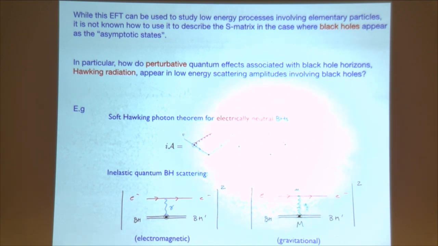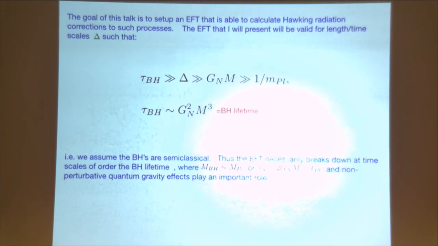So for scattering amplitudes involving elementary particles, this theory is well understood. But there are processes involving quantum mechanical black holes for which there's a gap in the literature. Specifically, what I'm interested in is the effects of Hawking radiation. More specifically, how does Hawking radiation affect scattering processes? For instance, you might have an electron scattering off of a neutral black hole through the exchange of a virtual Hawking quantum photon. And so the question is, how does one compute things like that? Or similarly, how does one compute corrections to soft photon emission theorems due to Hawking radiation? So the goal of this talk is to set up a theory that can maybe compute some of these quantities.